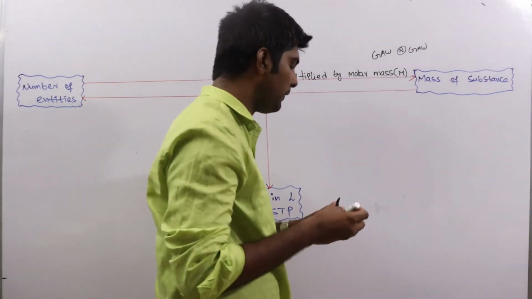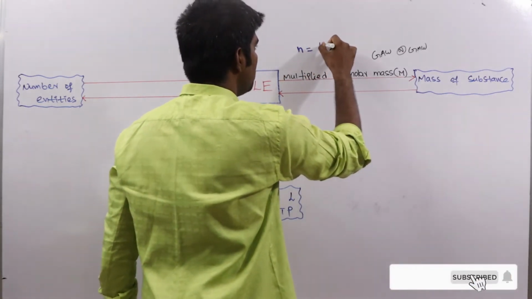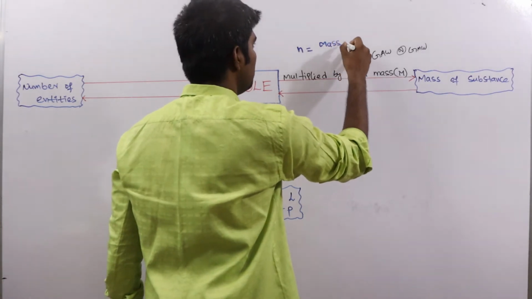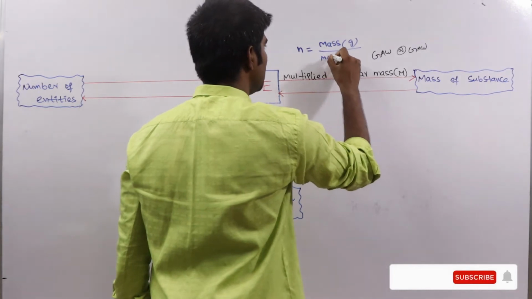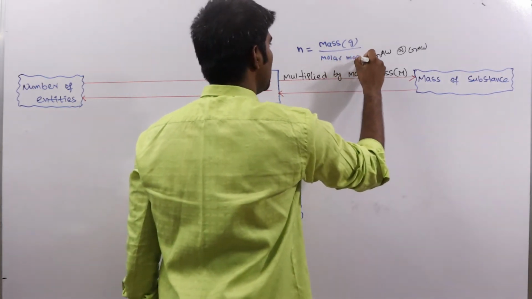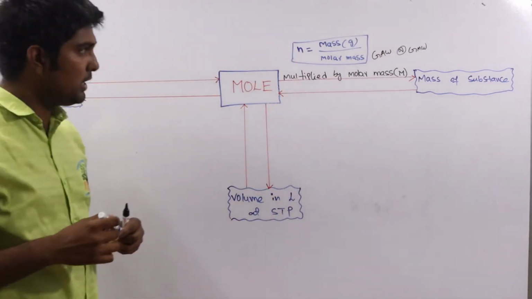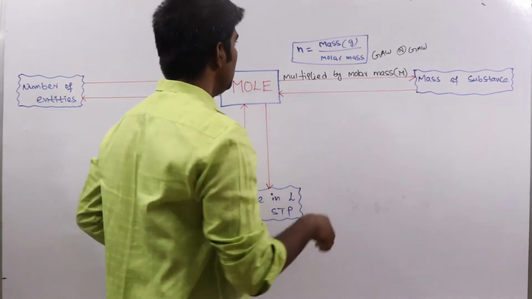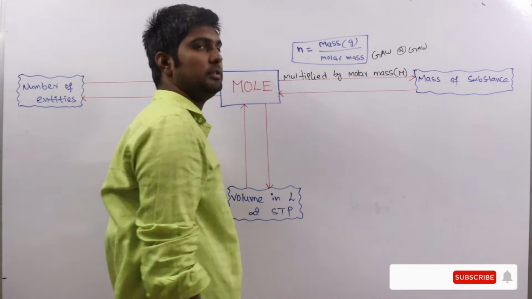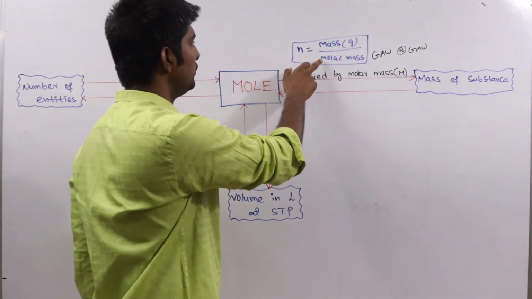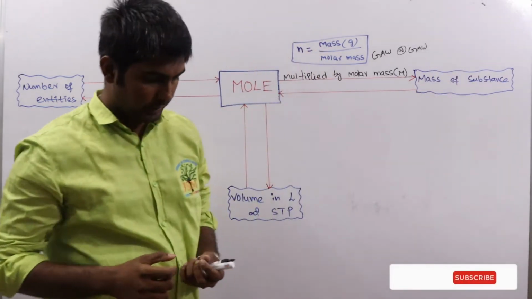We know a simple formula: number of moles equals the mass of the substance in grams divided by the molar mass. This is the formula for number of moles, so mass by molar mass. So if they have given the number of moles and ask you to calculate the mass of the substance, simply multiply the number of moles with the molar mass, and we get the mass of the substance.